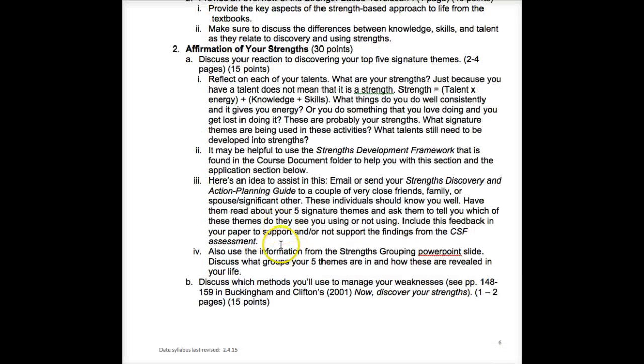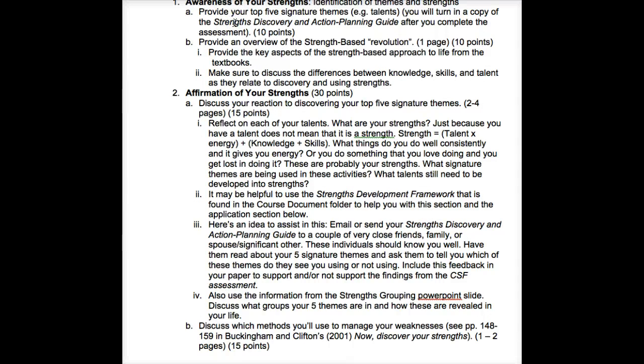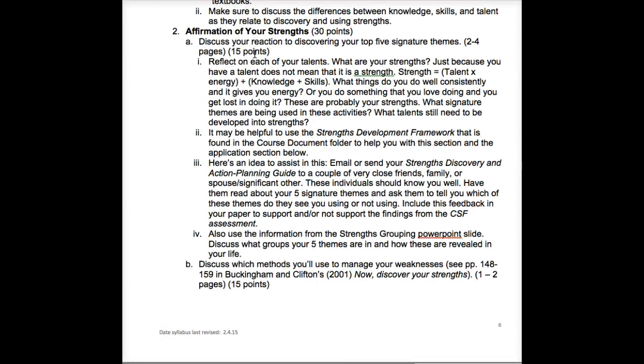Our next part of our paper is affirmation of your strengths. This is worth 30 points. And here you're going to reflect and discuss your action on discovering your 5 top signature themes. Now, when you do your Clifton Strengths Finder assessment, that printout, the Strengths Discovery and Action Planning Guide, will provide you with your top 5 signature themes.